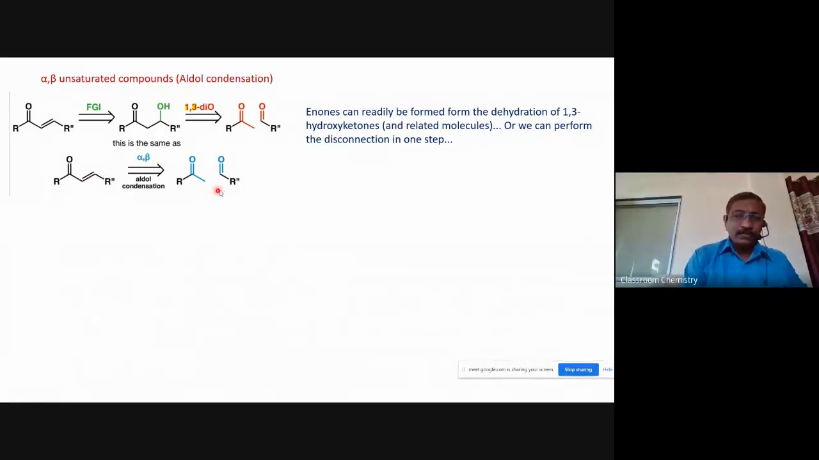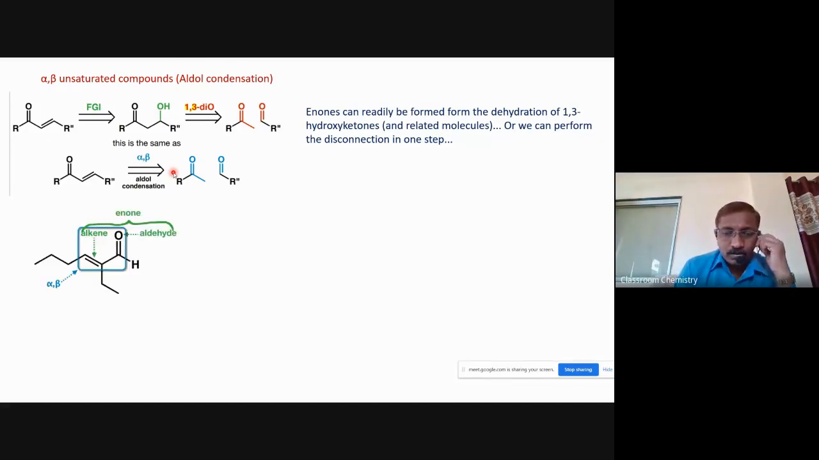Such a synthetic equivalent can be obtained directly by writing the 1,3-dicarbonyl disconnection, that is an enone. It is readily formed by the dehydration of a 1,3-dihydroxyketone, and that is a form of aldol condensation. So this kind of disconnection is a retro of aldol condensation. So directly you should write down such a synthon as well as synthetic equivalent corresponding to an alpha beta unsaturated compound. Now, we will take such an example.